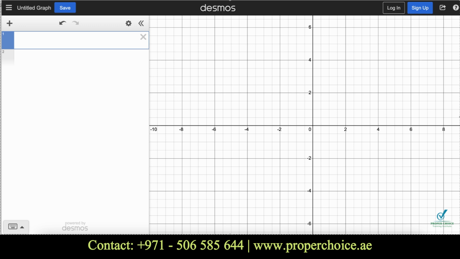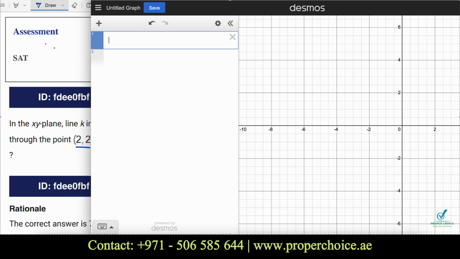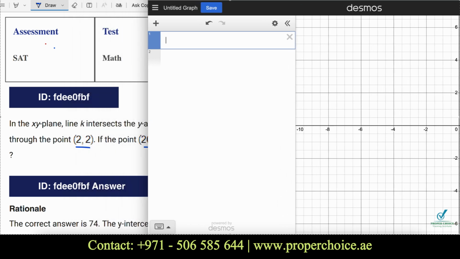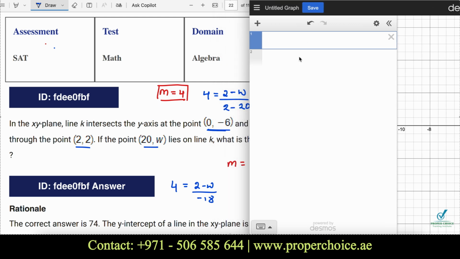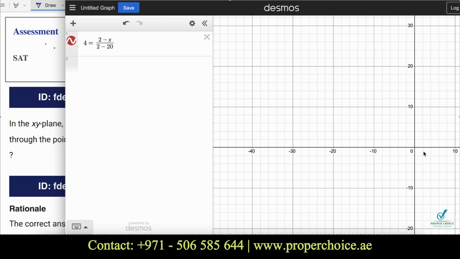Type that expression as it is in Desmos and get the value of w. You just need to replace w with x, as we know the graphing calculator works only in terms of the variables x and y. So type it: 4 equals, backslash, so that is like I'm writing the division, (2 minus x) divided by (2 minus 20). So what is the value of w you're going to get? That is the x you're going to get. Check it out on the graph and see what you get.